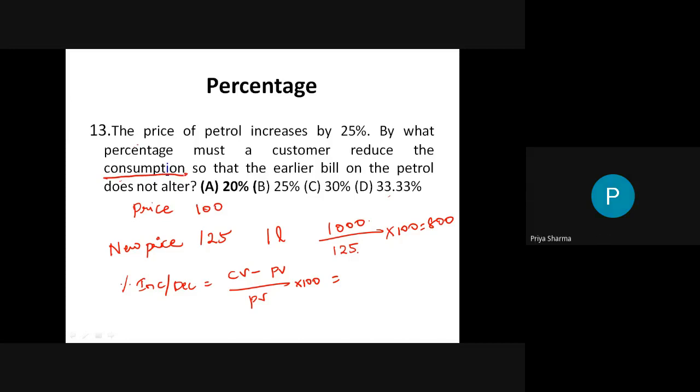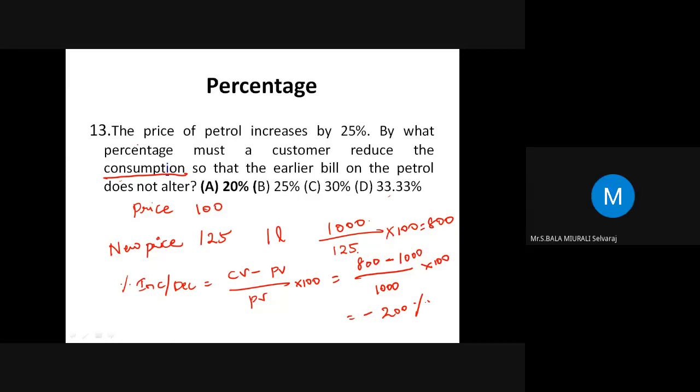What is the current value for 100 rupees? 800. Correct. This is your current consumption. What is the previous consumption? 1000, sir. 1000. For others, is that clear? Yes, sir. Kindly explain the previous step again, sir.